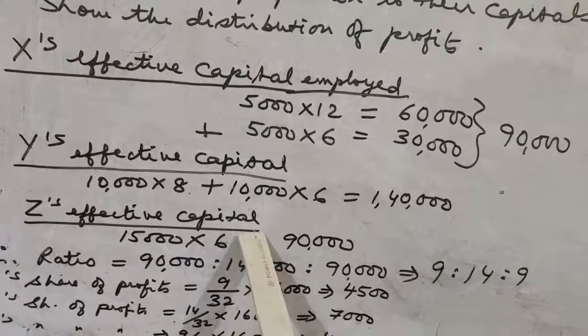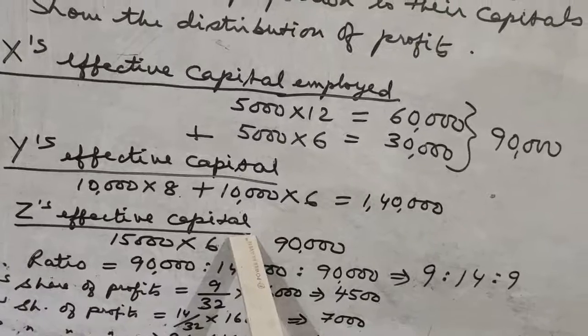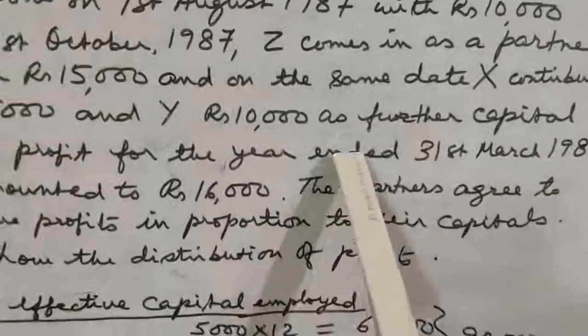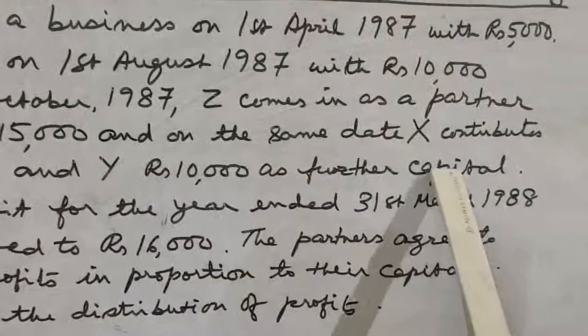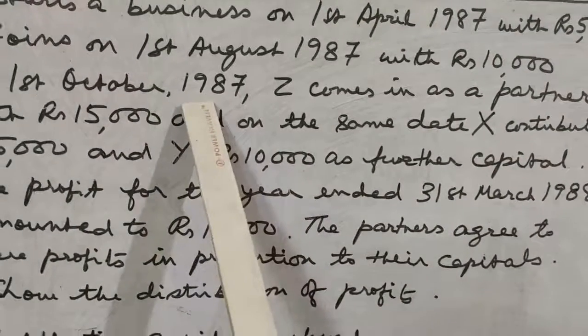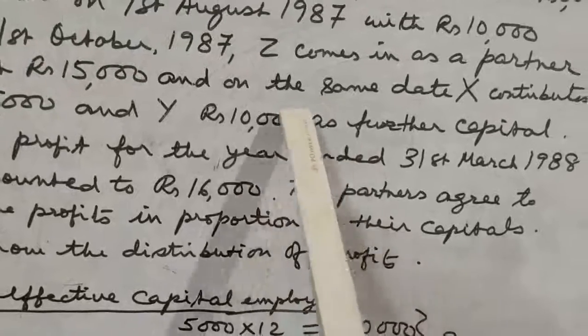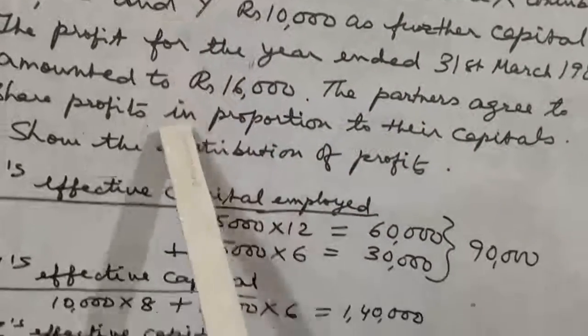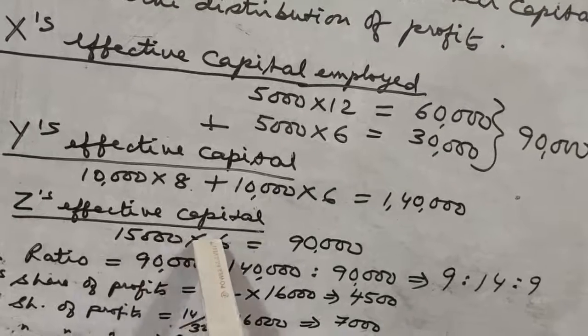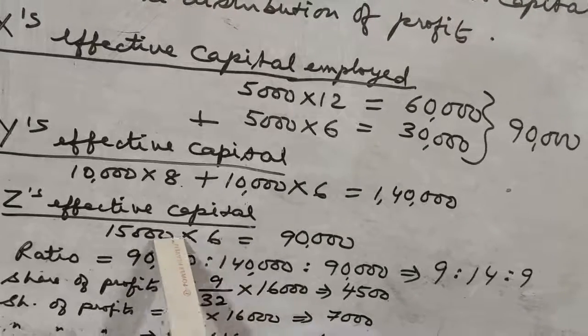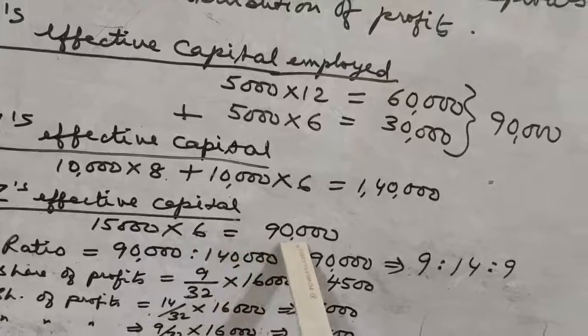Now let's come to Z's effective capital. Z joined the partnership business on the same date, that is 1st of October. So he joins with a capital of 15,000. So Z's capital employed will be 15,000 for a period of 6 months. So 15,000 into 6, that is 90,000.